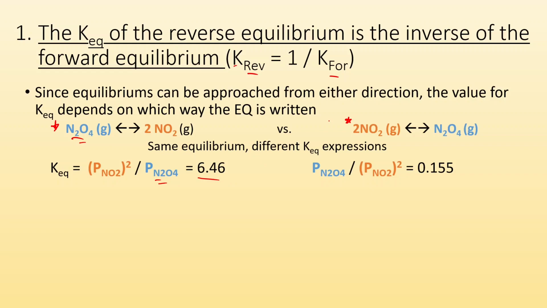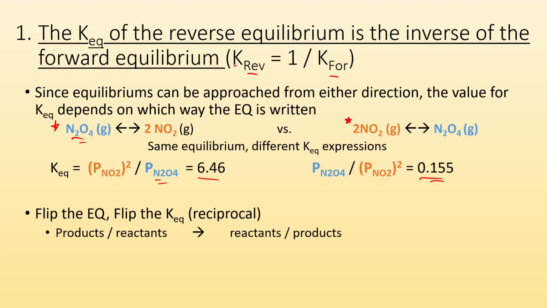But if I were to write it the other way, which would be the same equilibrium, I didn't actually change anything except how I wrote it. Well, now my KEQ expression is going to be different. It's going to be flipped, which means that the value I get is also going to be different. It's going to be the reciprocal. So basically, if I flip it around, I got to take the reciprocal of one to get the other. All right, so that's the first little tidbit.